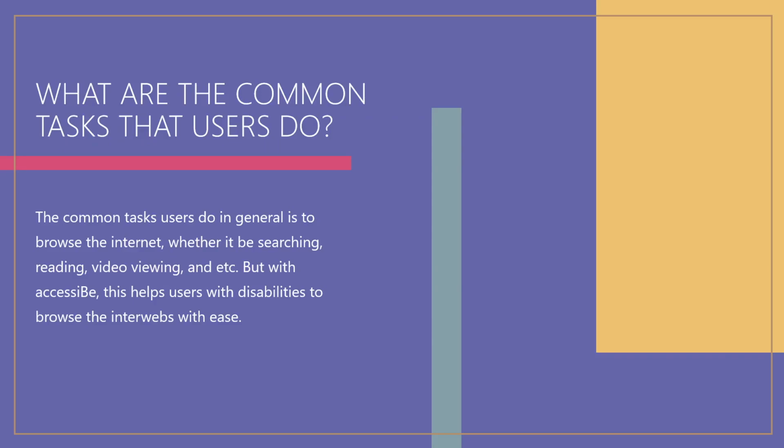What are the common tasks that users do? The common tasks that users do in general is to browse the internet, whether it be searching, reading, or video viewing, etc. But with Accessibi, this helps users with disabilities to browse the web with ease.